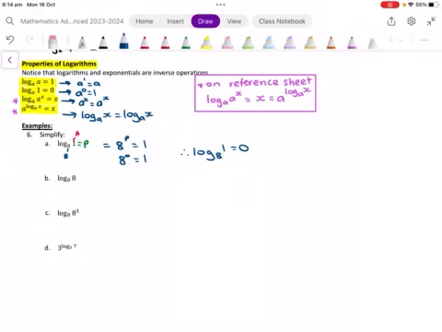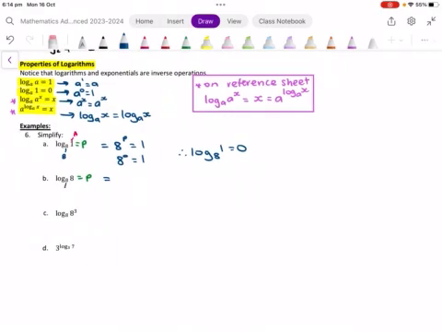Now if we have log base 8 of 8, we're going to let that equal p. What this then equals is we'll have our base and we have our answer. So we'll have our base of 8 to our power equals our answer of 8. This is where we'll have 8 to the power of 1 equals 8. So therefore, we write this in log form. We'll have log base 8 of 8 equals 1.